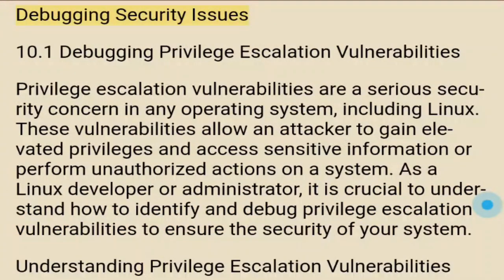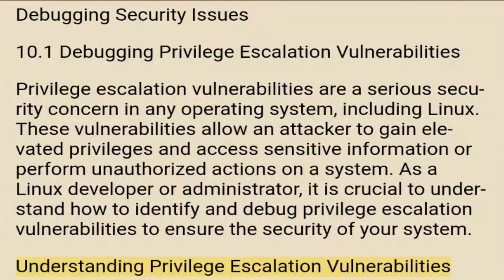10. Debugging security issues. 10.1 Debugging privilege escalation vulnerabilities. Privilege escalation vulnerabilities are a serious security concern in any operating system, including Linux. These vulnerabilities allow an attacker to gain elevated privileges and access sensitive information or perform unauthorized actions on a system. As a Linux developer or administrator, it is crucial to understand how to identify and debug privilege escalation vulnerabilities to ensure the security of your system.